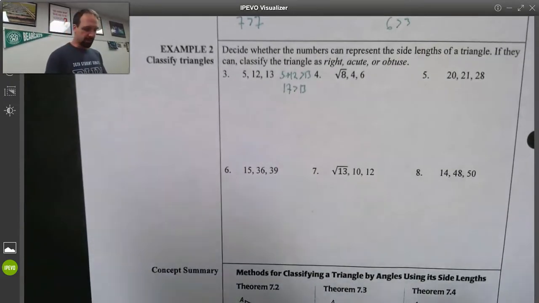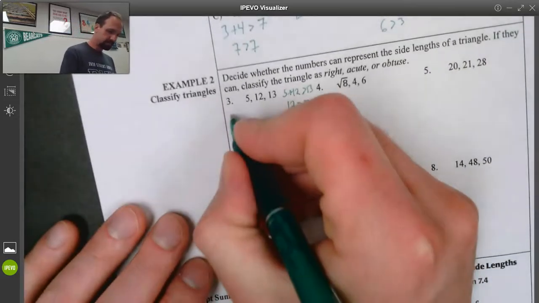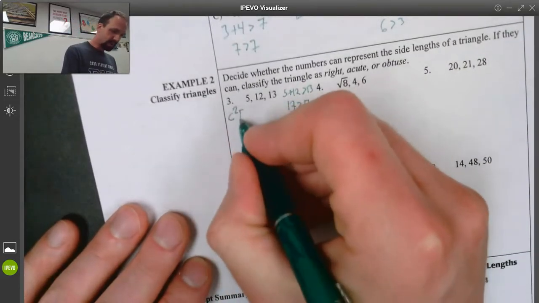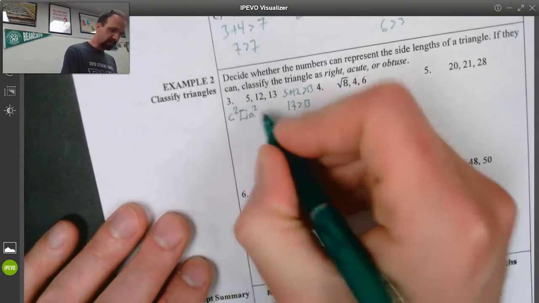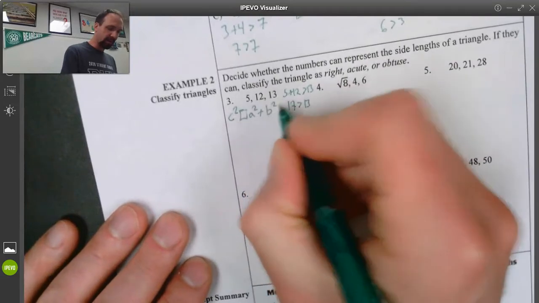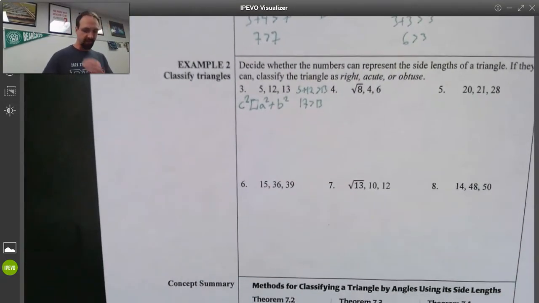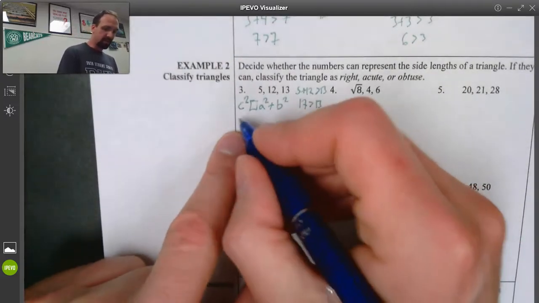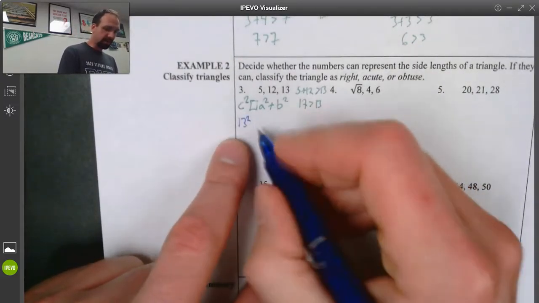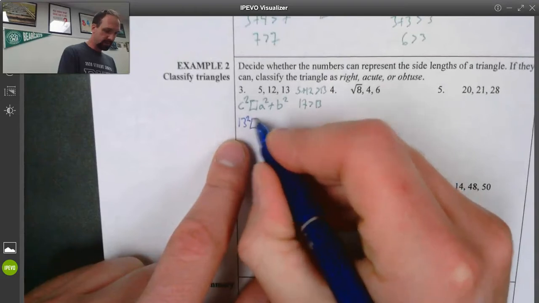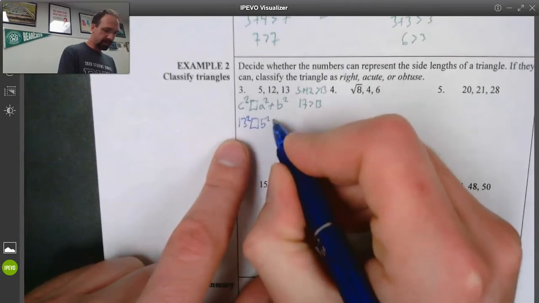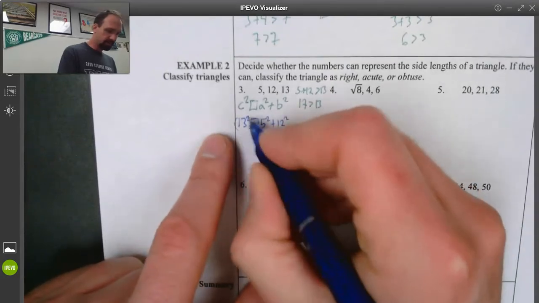So what we're going to do is the c squared. And then I usually put a box here because I don't know what sign to put in there. I don't know if it's going to be greater than, less than, or equal to. So that's what we're going to find out. Switching colors, c squared is the length of the longest side, so that's going to be 13. A, I'll say, is 5, and then B is 12.